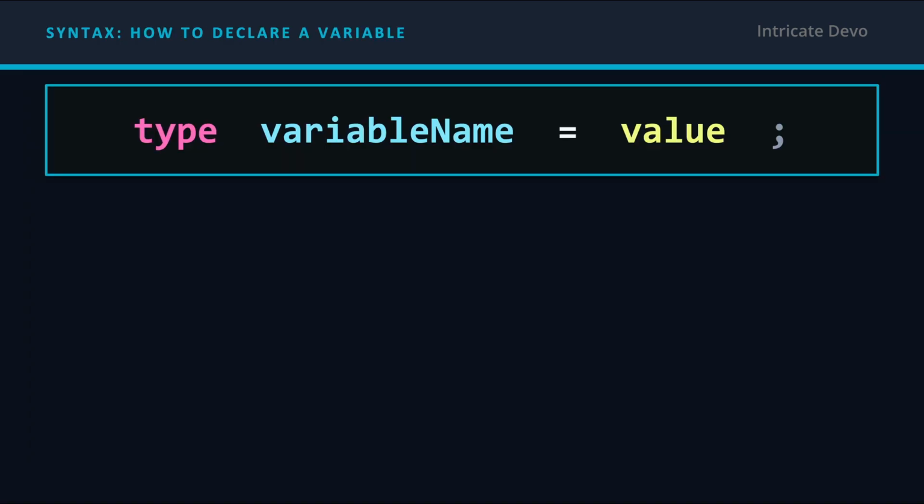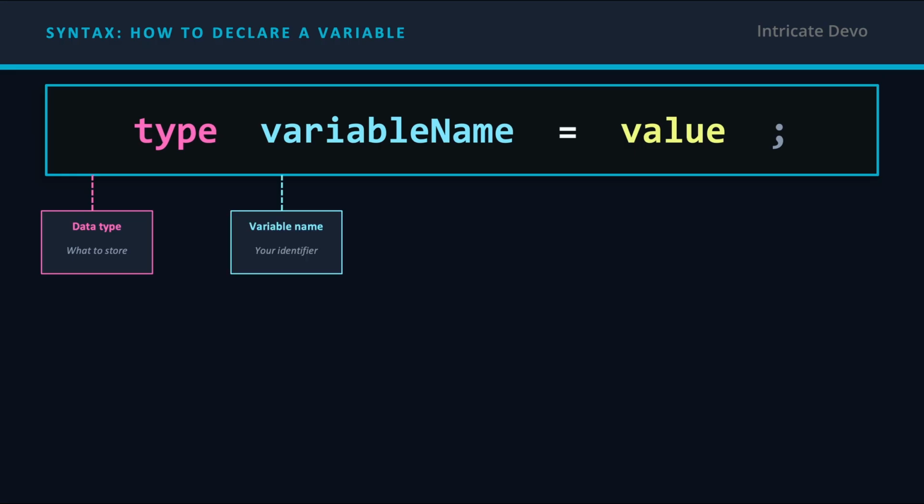Now let's look at the syntax, meaning the exact format you follow when writing a variable in Java. Look at the code box on screen. You have type space variable name space equals sign space value semicolon. Let's go through each piece. The type comes first. This is something like int for a whole number, or String with a capital S for text, or boolean for true or false. Then the variable name, you choose this yourself. Make it descriptive. Age is better than a single letter because when you read it 3 weeks later, you'll know exactly what it stores. Then the equals sign.